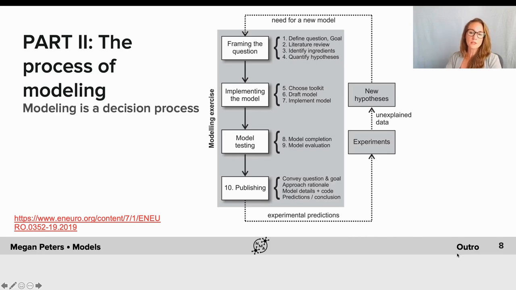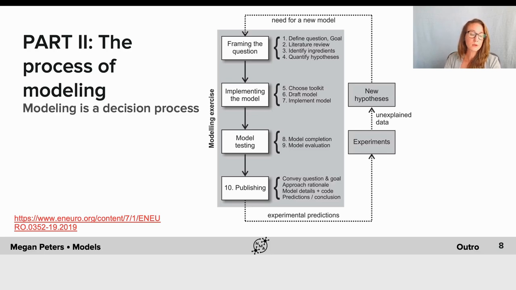So this whole exercise makes modeling a series of decisions, a decision process about what we think is important, what questions we want to ask and answer, what toolkits we think are the best for the job, how to evaluate our model's behavior, and how to interpret your results so you can share them with the broader scientific community. So this is the decision process that you all will be engaging in throughout Neuromatch Academy, both in the actual tutorials and in your own group projects. And tomorrow, you're going to start delving into those projects a little bit more.